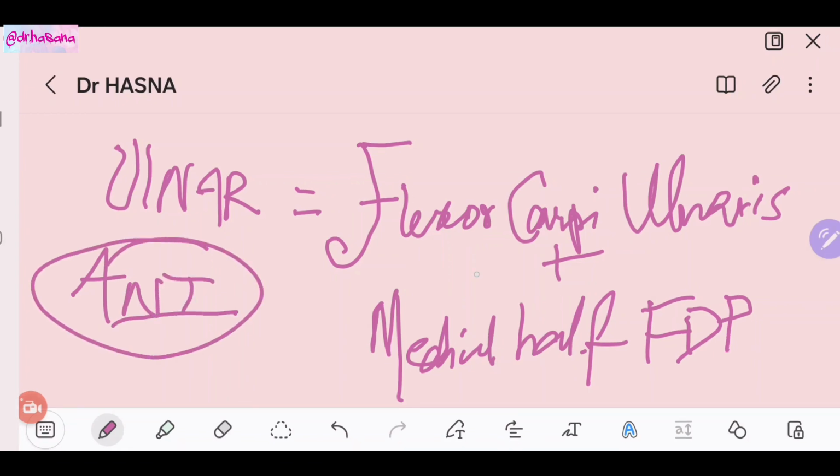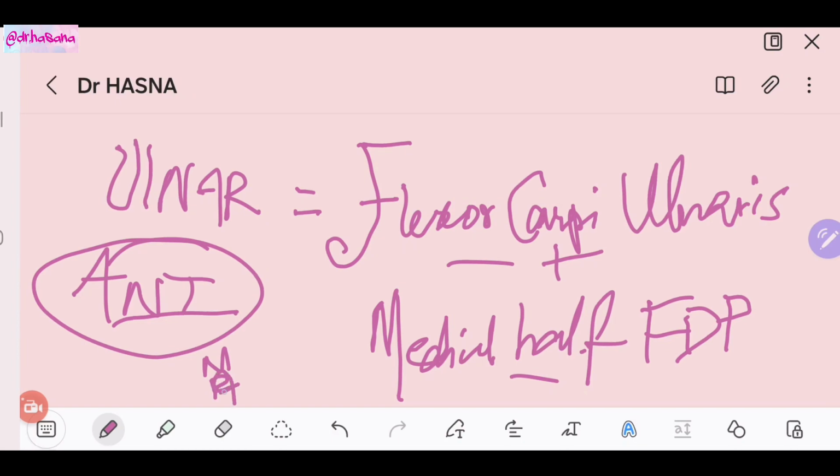And apart from these muscles, any muscle that they ask you in the anterior compartment of the forearm, you're going to say it's the median nerve. But if it's a deep muscle, you'll just say it's the anterior interosseous nerve, which is basically a deep branch of the median nerve.